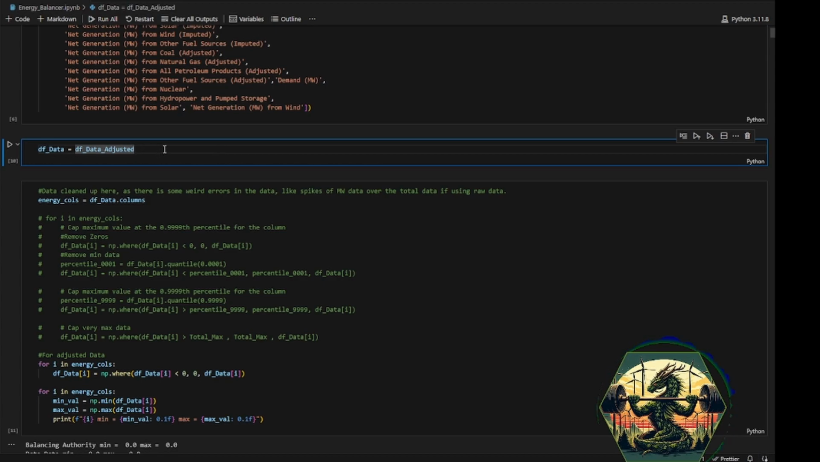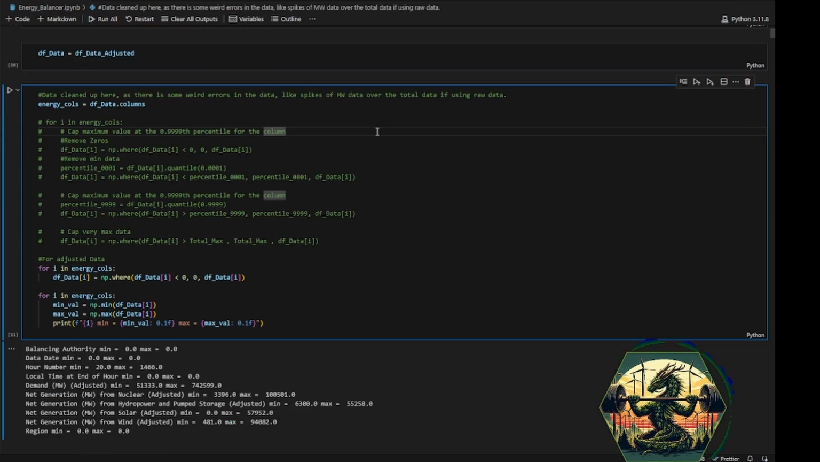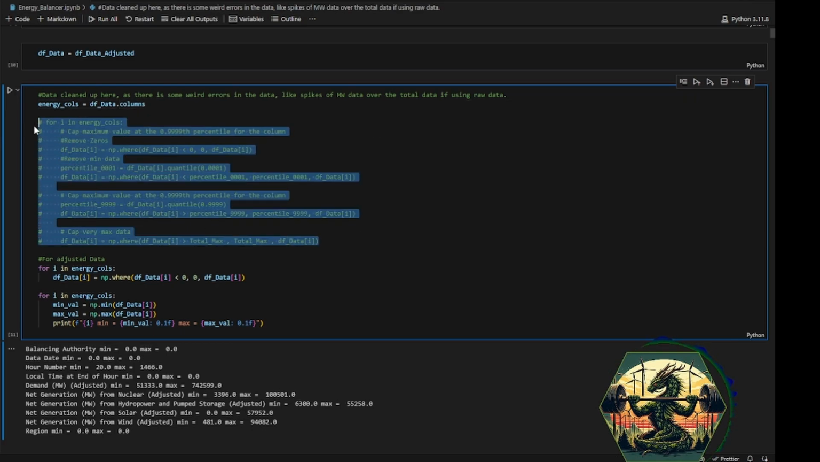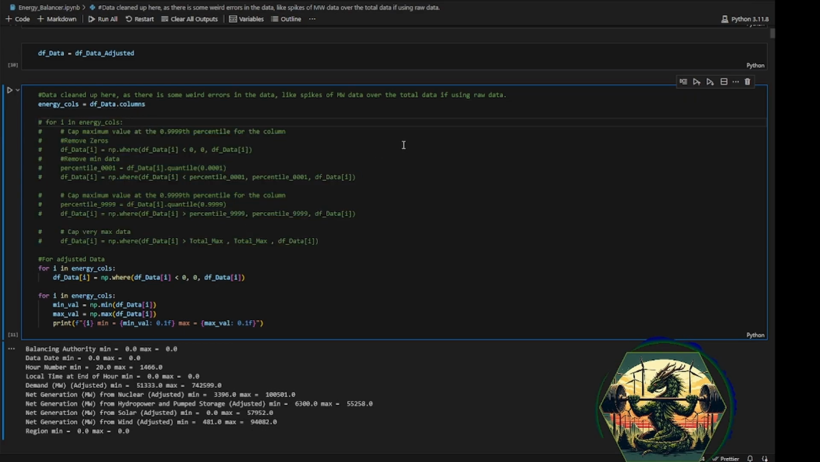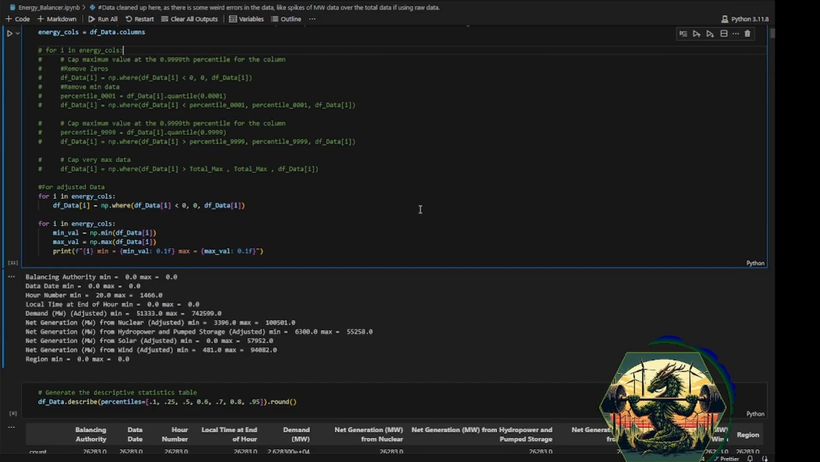I know it's kind of lazy coding, but here we are. We're able to figure out what energy columns that we care about. And then I just wanted to check the data. So in this commented out area, you can see where I was trying to clean up the raw data by using the percentiles, but again, I found it was just easier just to use the adjusted data. So anyway, we can look through it and just make sure the data looks good.